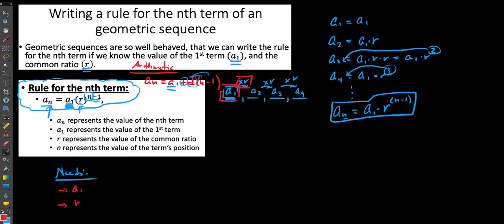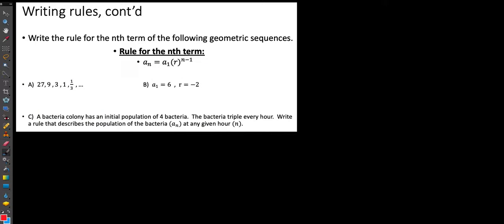These are the 2 things that we're always going to need here. So let's take a look at writing some rules for some of these geometric sequences, and also some of the things we should and shouldn't do as we do it. The instructions say write the rule for the nth term of the following geometric sequences. So we have our rule for the nth term: the value of any given term is the first term times r, 1 less times than the position we're in. As we look at letter A, you're going to notice that we have the sequence itself.